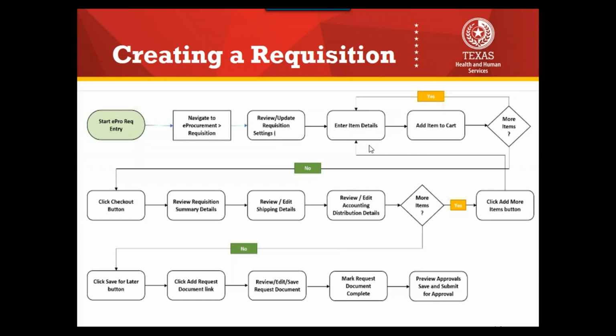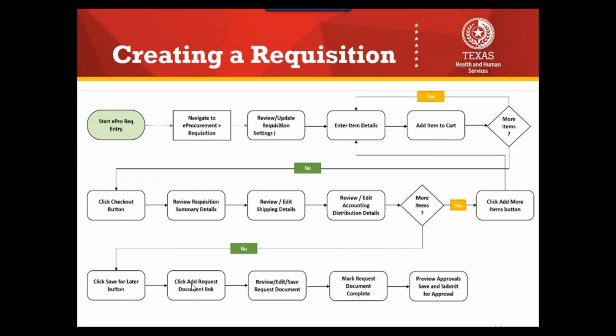Enter your line item details. Add the item to your cart. If you have more items, you will repeat this process until you've entered all your line items. From there, you'll click the checkout button. You'll review your summary details. You'll review your shipping details. You'll review your accounting distribution line details. If you have more items, you'll click the Add More buttons and repeat this process. If you don't, you will click the Save for Later button.